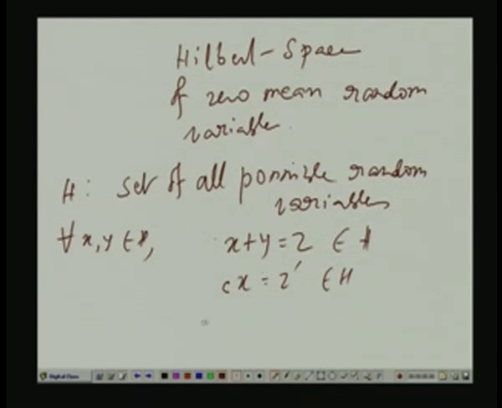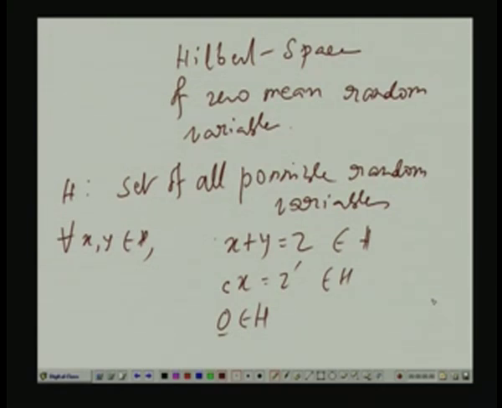And there exists a 0 random variable. I put a bar here to indicate it is a vector. The 0 random variable is a random variable which always takes the value 0. We say that it takes the value 0 with probability 1. When you add 0 to any x, what you should get back is x. That is the property of the 0 vector.